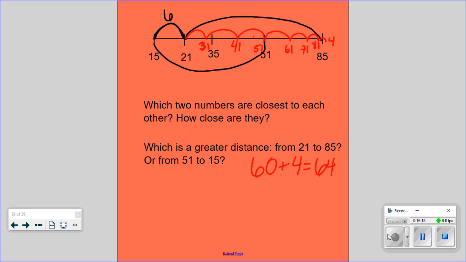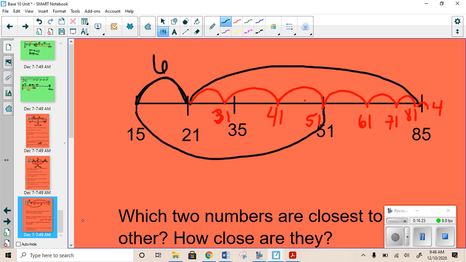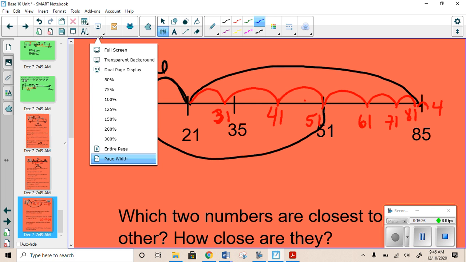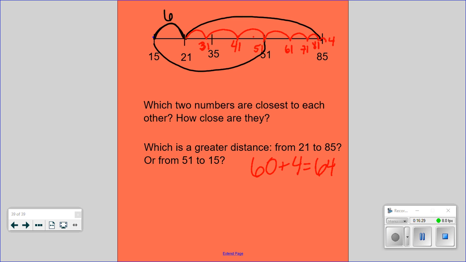Let's use that same strategy that we did earlier. So let's skip count by 10. So let me get a different color marker going. Alright, 15 plus 10, 25. Plus 10, 35. Plus 10, 45. Plus 10, 55. Ooh, that's too much. Yep, because I want to stop at 51.